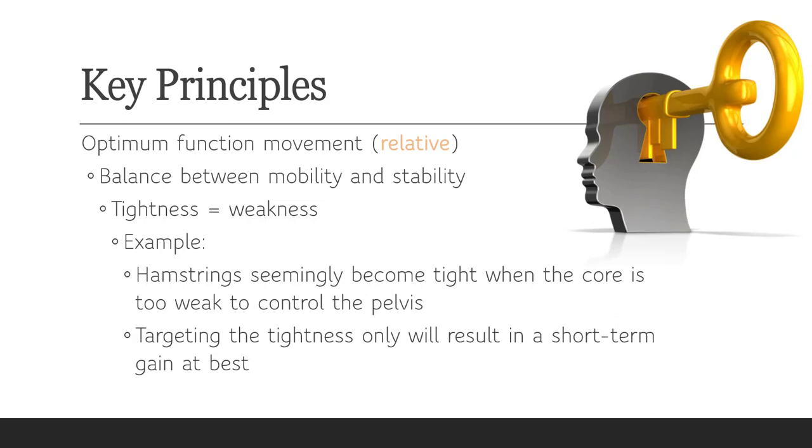In order to achieve optimal functional movement, we need to have a balance between mobility and stability. We need to have our tightness equal our weakness. For example, the hamstrings may become tight when the core is too weak to control the pelvis. In this instance, targeting the tightness will only result in a short-term gain at best, so stretching the hamstrings probably is not going to fix this issue.